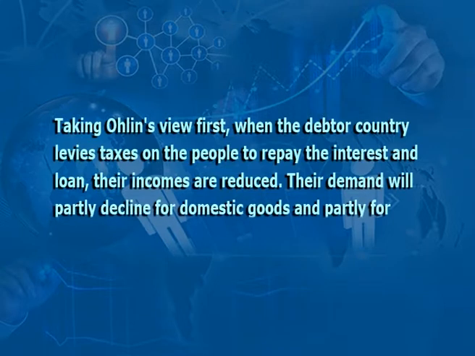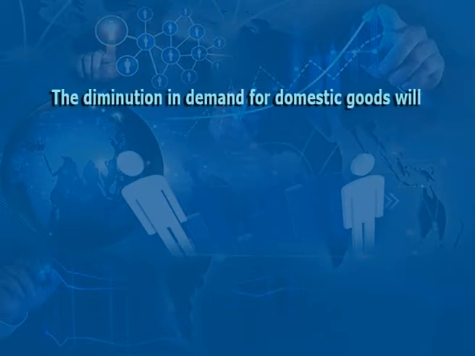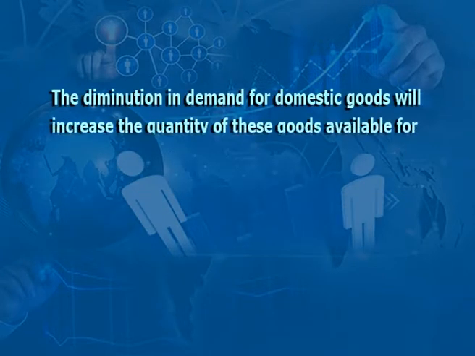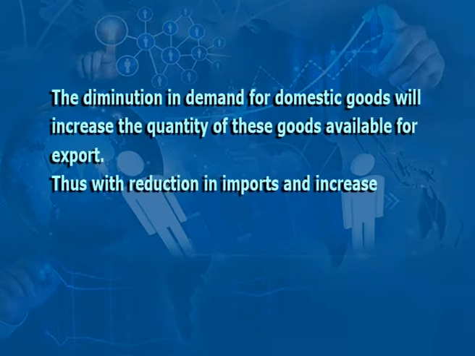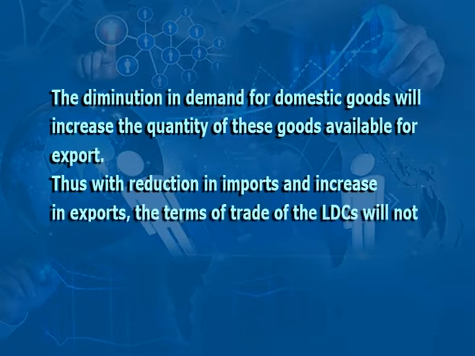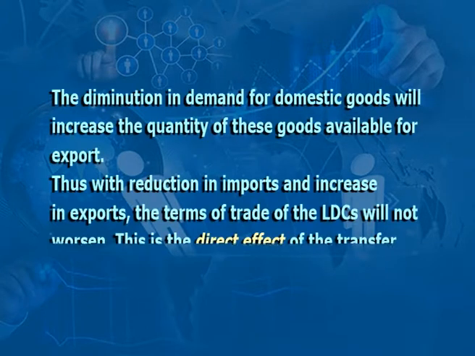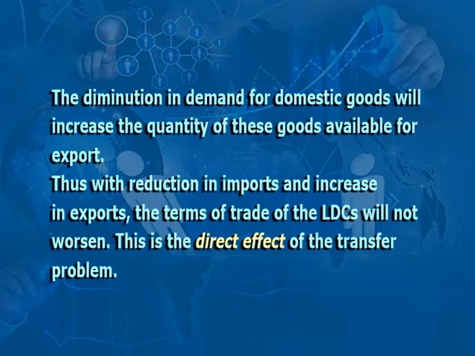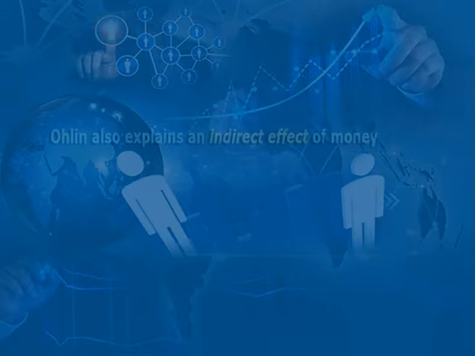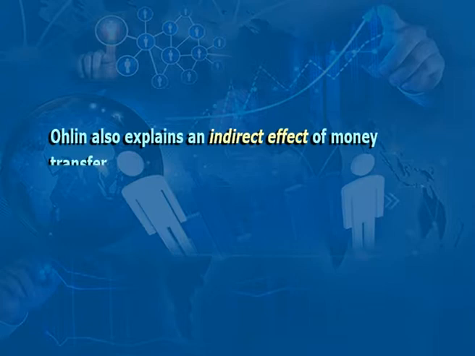incomes are reduced. Their demand will partly decline for domestic goods and partly for imported goods. The diminution in demand for domestic goods will increase the quantity of these goods available for export. Thus, with reduction in imports and increase in exports, the terms of trade of the less developed countries will not worsen. This is the direct effect of the transfer problem. Besides, Olam also explains an indirect effect of money transfer.